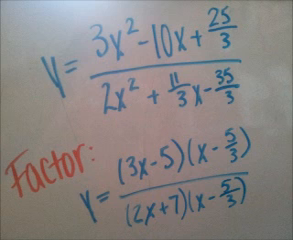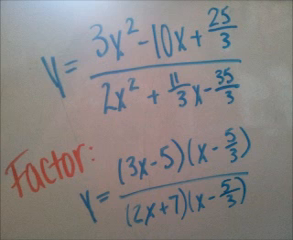In the end, this function will have one vertical asymptote at x equals negative 7/2, a horizontal asymptote at y equals 3/2, a hole at (5/3, 0), an x-intercept at (5/3, 0), and a y-intercept at (0, negative 5/7).